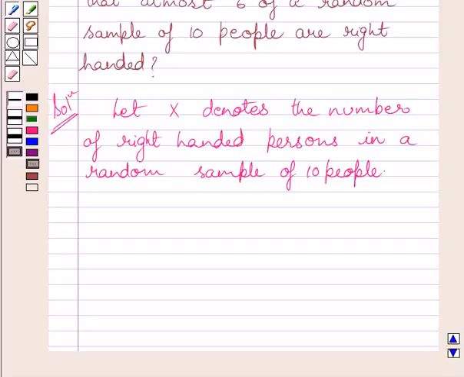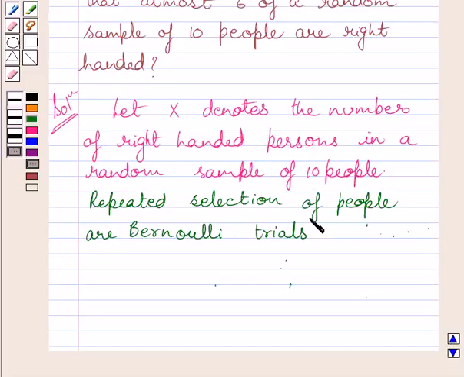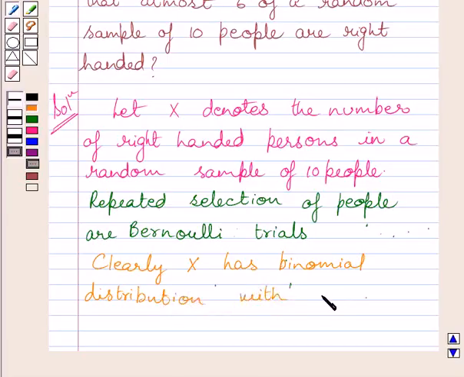And we also know that trials made for selection of right-handed persons in a random sample of 10 people are independent of each other. So, these are Bernoulli trials. So, we can write repeated selection of people are Bernoulli trials. Now, clearly we can see variable x has binomial distribution with n is equal to 10 and p is equal to 90 upon 100, that is 0.9.